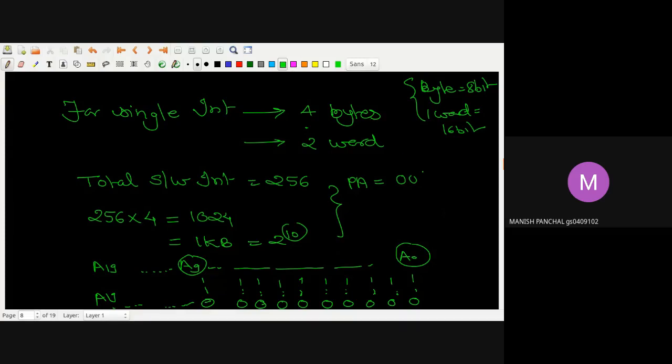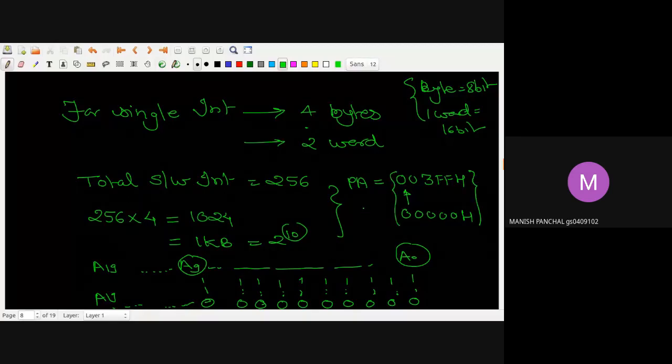So the thing is that my first address will be 00000 in hexadecimal, and the last will be 003FF. So from here to here, this space is actually covered by the vector locations. So I will come to the next slide.